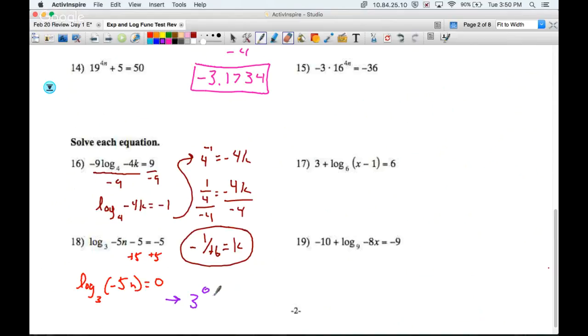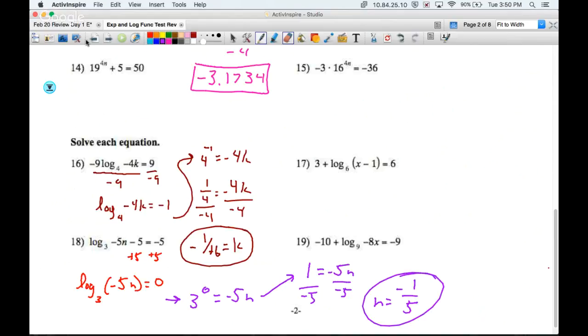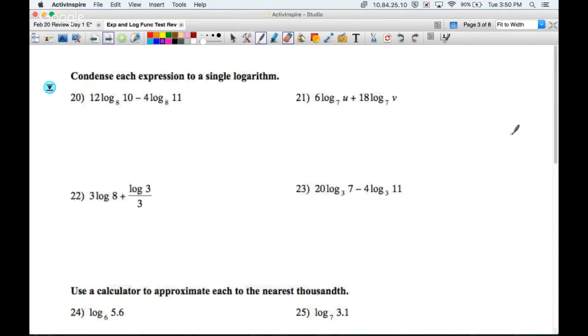3 to the power of 0 equals -5n. 3 to the power of 0 is equal to 1. So this is now 1 equals -5n. Divide both sides by -5. N equals -1/5 for 18. All right, moving on.